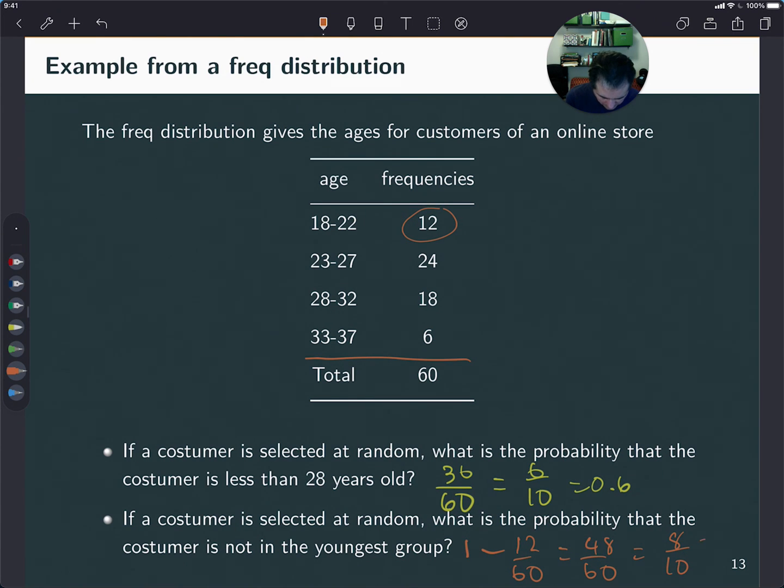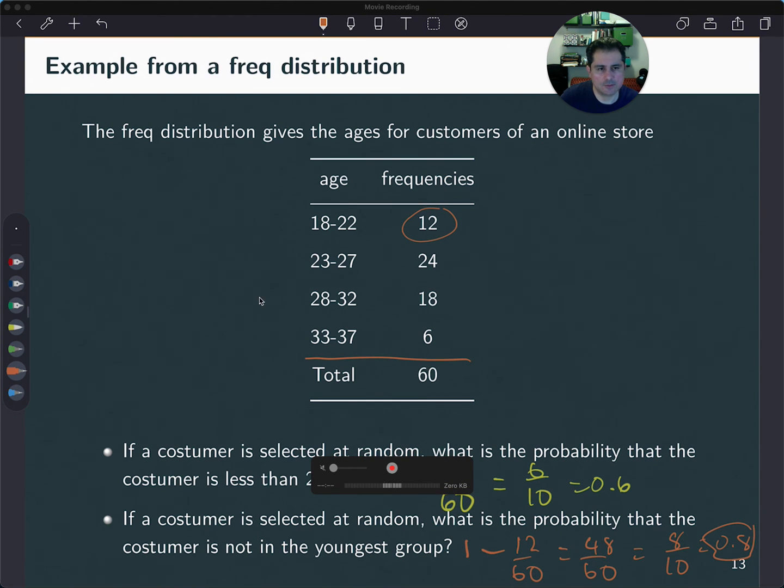Okay, so that's our intro to probability. We'll add those to the mix and make more videos.